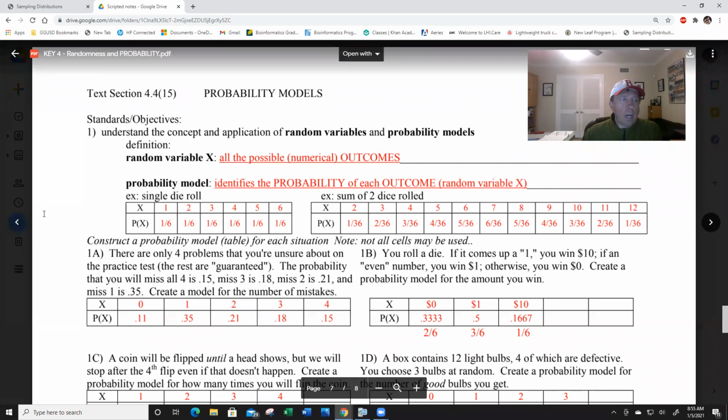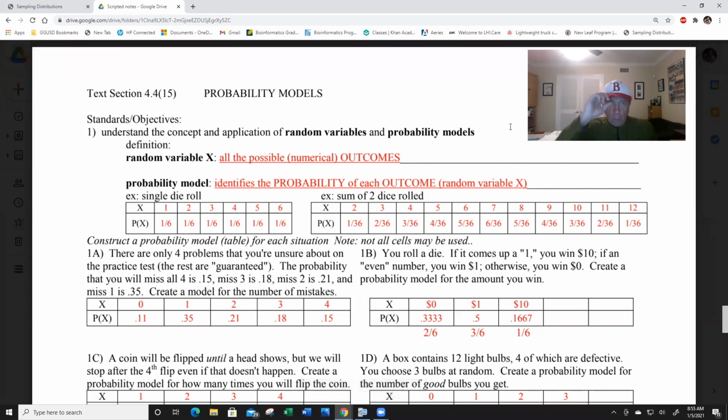Okay, this is section 4.4 of the JV Stats class. It's actually chapter 15 in the book. We have small chapters in that particular book. And this is on probability models.